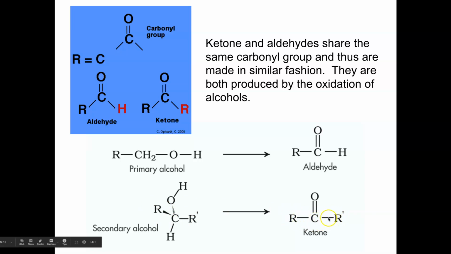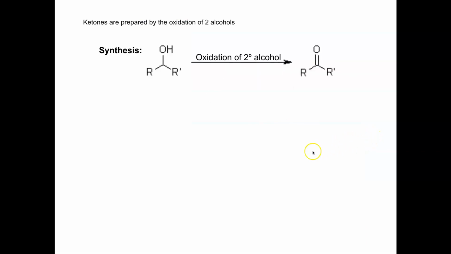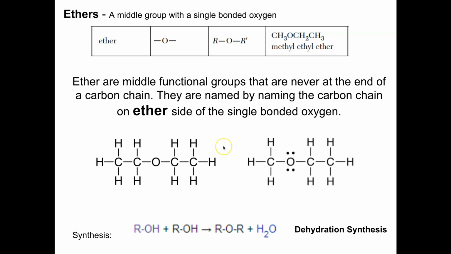Okay? And by the way, the aldehyde can be oxidized one more into an organic acid, which we're going to talk about. The ketone stops. Okay? And that's why ethyl alcohols become aldehydes and eventually become acids, and that's why wine can become vinegar. Vinegar, of course, is an organic acid. Okay? So the synthesis, we oxidize a secondary alcohol, an alcohol in the middle. Okay? All right, moving on to ethers.